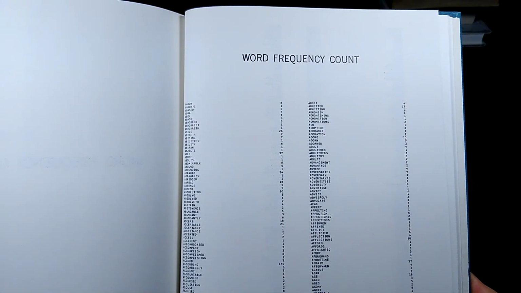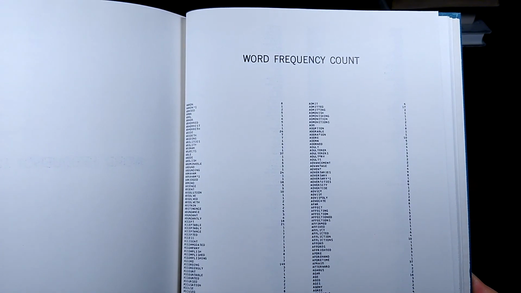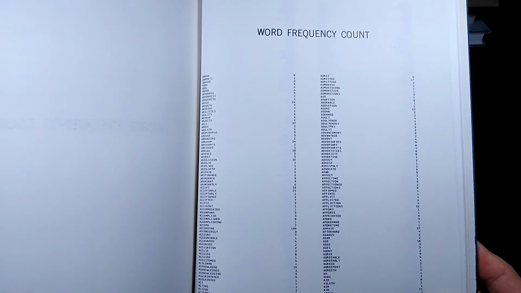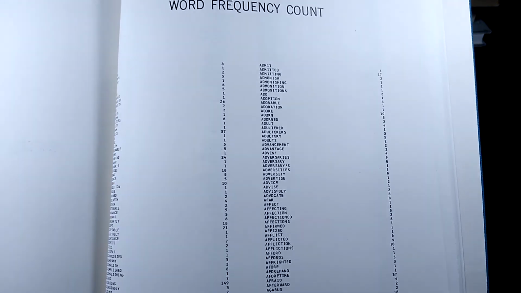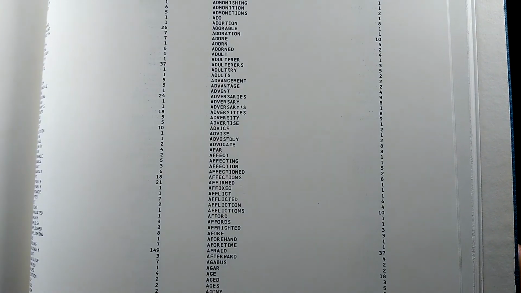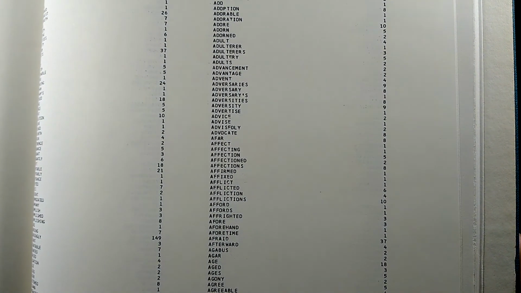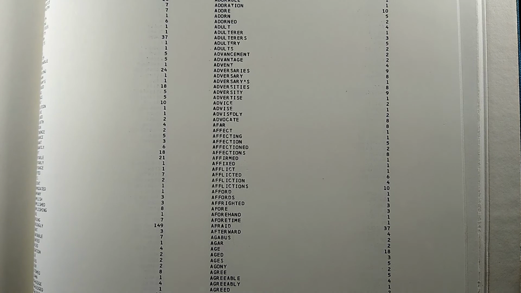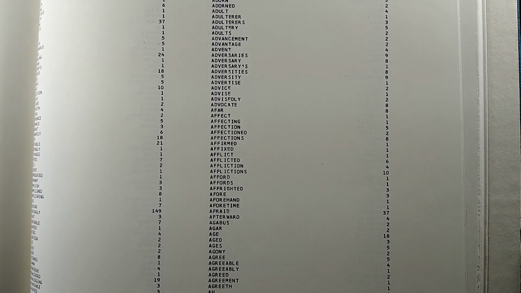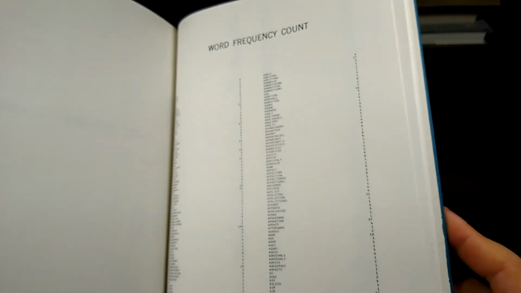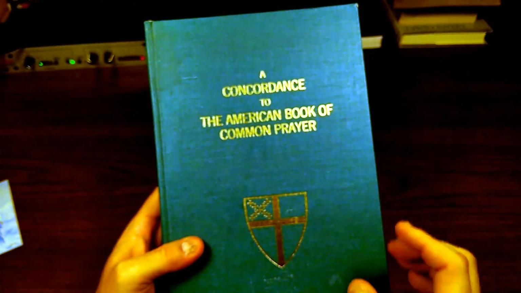Coming back to the concordance, we see at the end, after the concordance, we have a word frequency count, which gives us the various words that they collected information on and how often they show up. Of course, monster would just be the one. We see afflictions 10 times, afraid 37. Anyways, it's really neat.